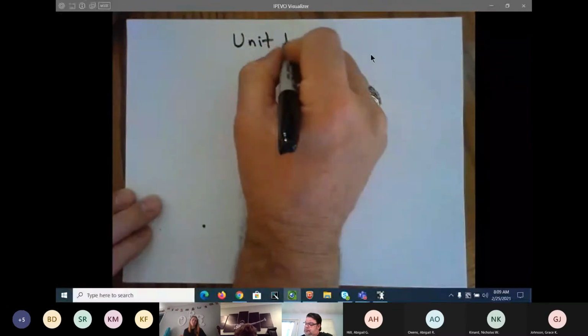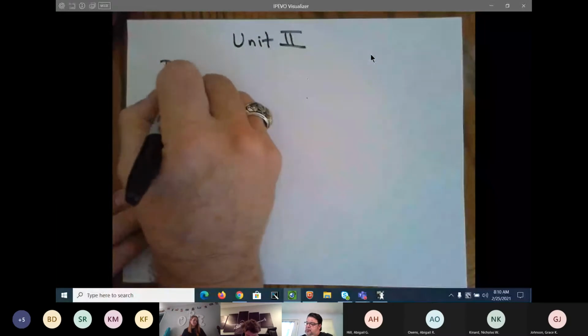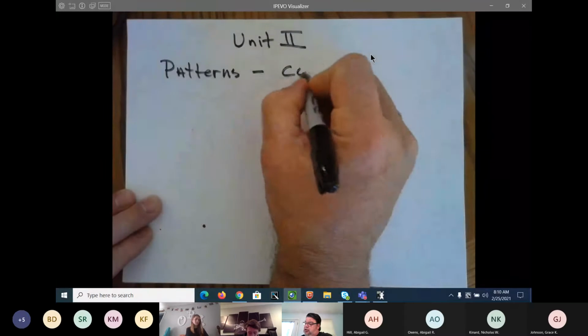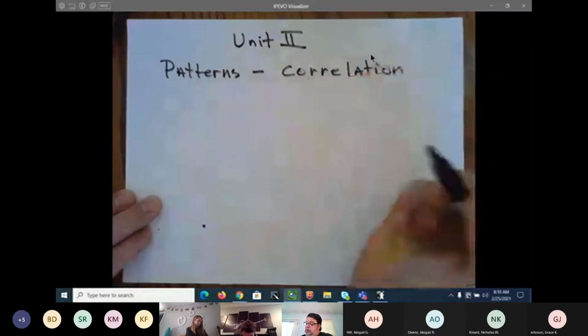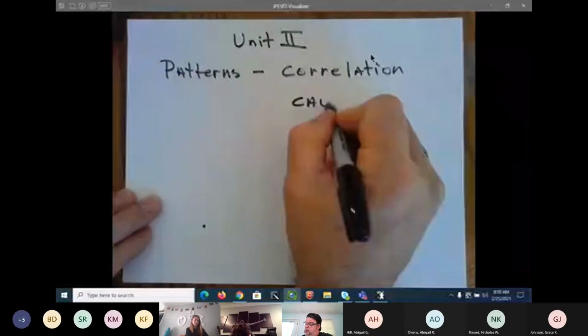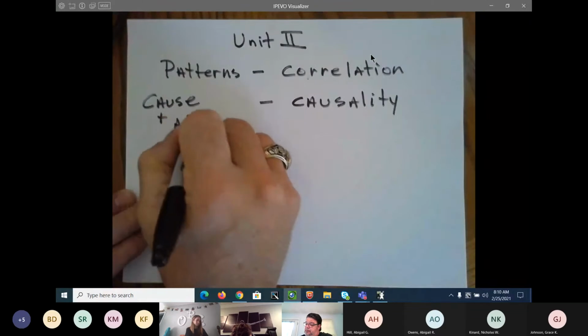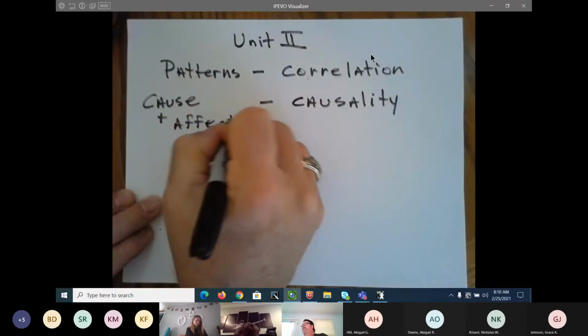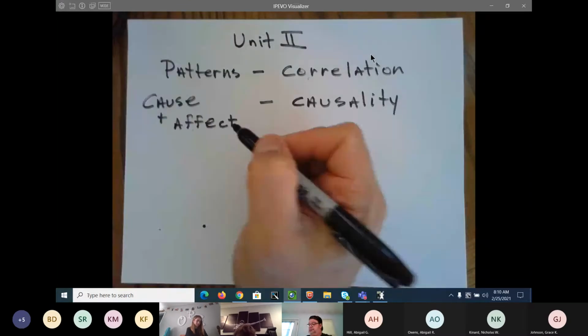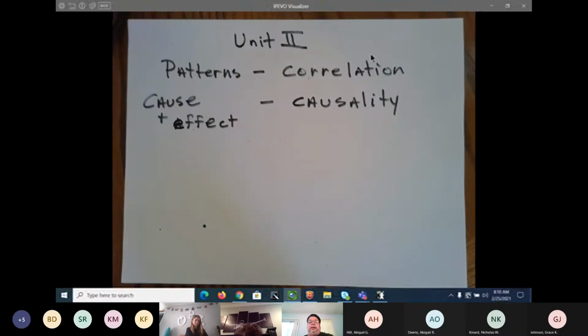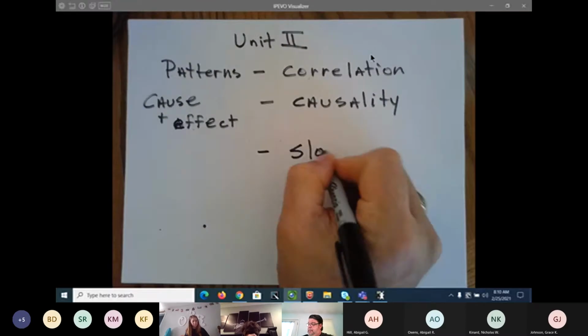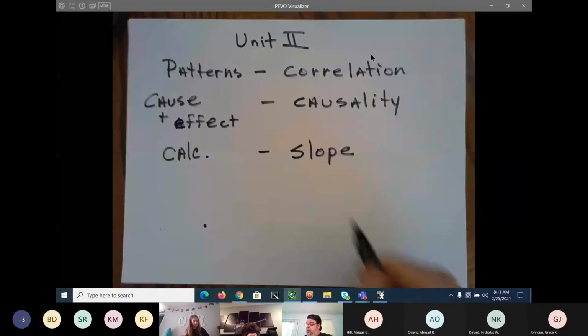Unit 2. Unit 2, patterns, which we call correlation, and causality, which is cause and effect. And I don't know if it's affect or effect. I've tried to figure that out for the last 20 years, and I still haven't figured it out. So I think it's effect, cause and effect. Affect is when something is affected, I thought. Effect is like when something happens. So I don't know. And we're also going to talk about slope and how to calculate slope and the point slope equation.